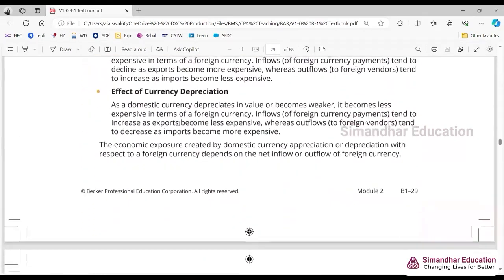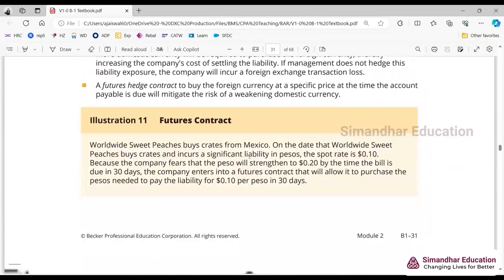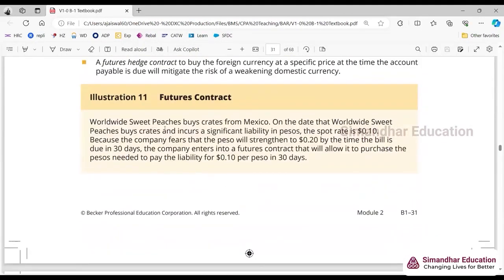So let's go here. See, futures contract, right? The example given here is the company is buying crates from Mexico. First of all, you have to understand, is this a question of AP or AR? So company is buying crates from Mexico, right? Is this AP or AR? What do you think? Correct. Since we are buying, we are importing, it is AP. So when they buy, they incur a significant liability in pesos, obviously at spot rate 0.10.